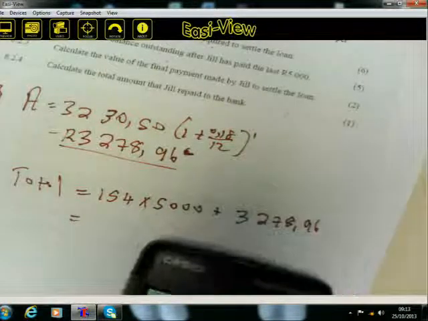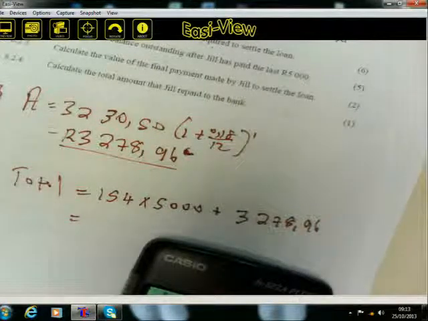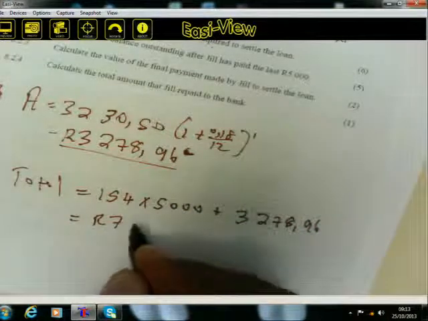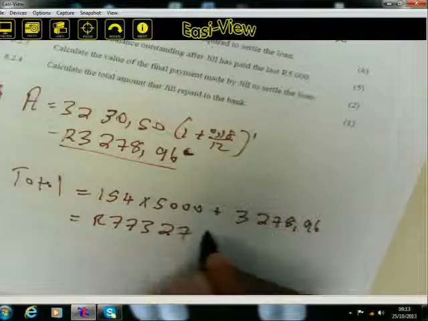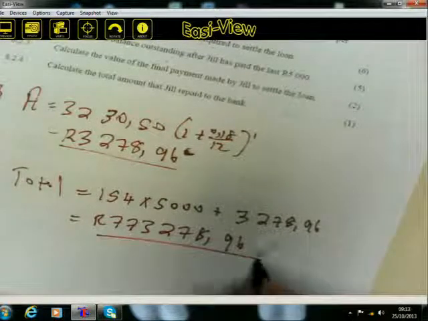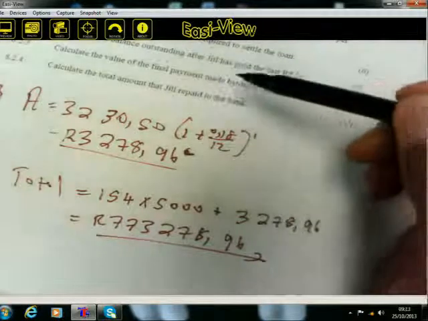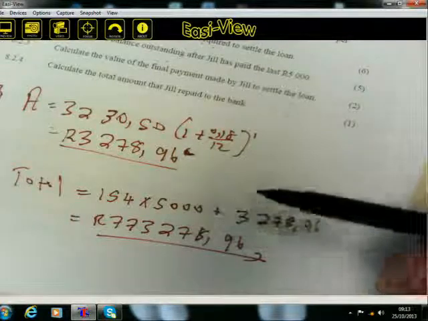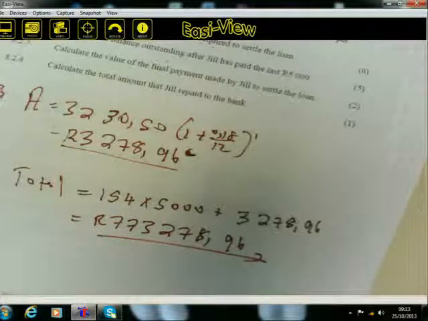Now let us see what will be the total payments. 154 multiplied by 5,000 is equal to this, and then we add 3,278 rand 96, and then you have 773,278.96. It means the total amount that you will pay to the bank will be 773,278.96. Right, I think you are happy with the answer.